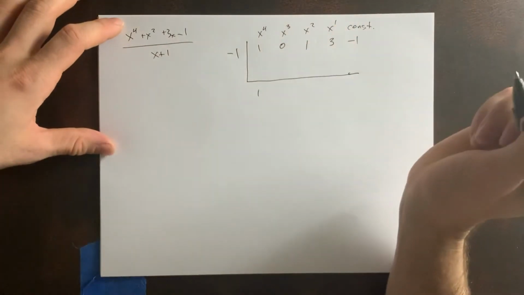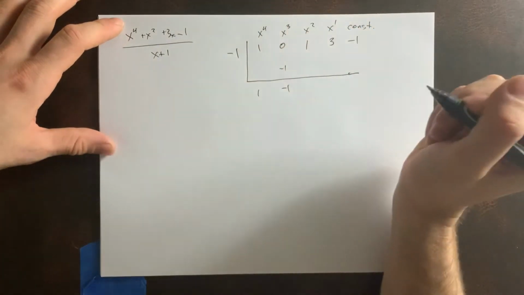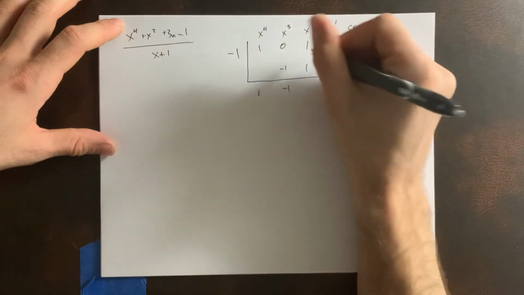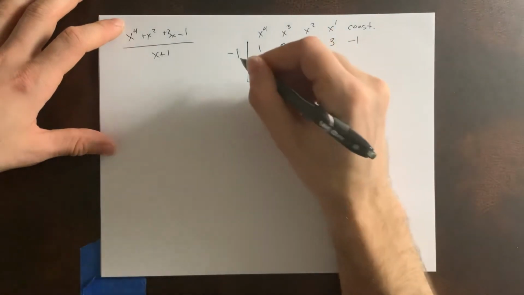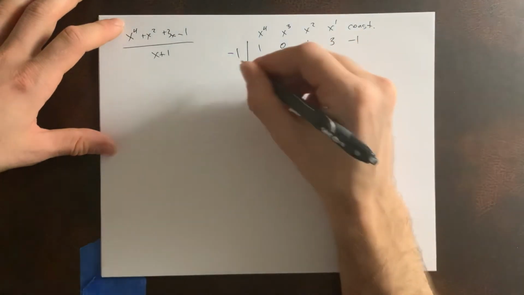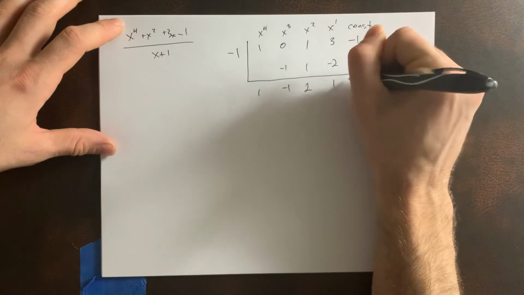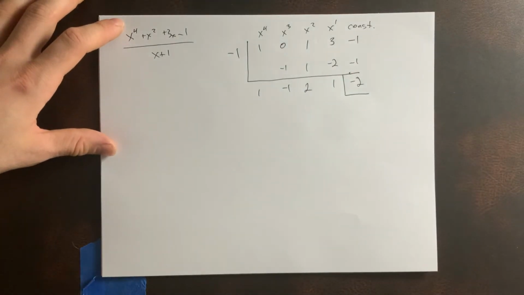Here's a 1, bring it down. This times this is minus 1, we put that here. Add them, we get minus 1. Minus 1 times minus 1 is positive 1. Add these things, we get 2. Minus 1 times 2 is minus 2. Add these things, we get 1. Minus 1 times 1 is minus 1. Add these things, we get minus 2. And just like before, let's put this last thing in a box.